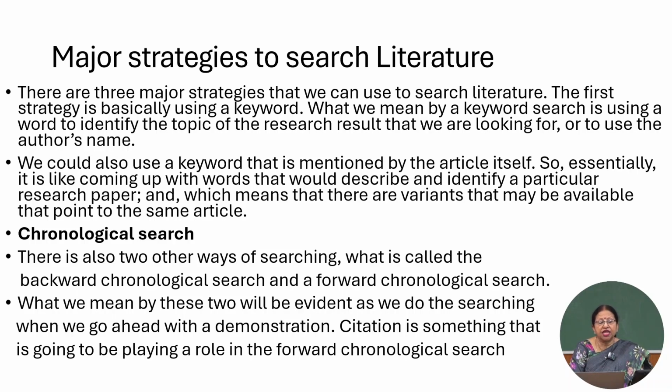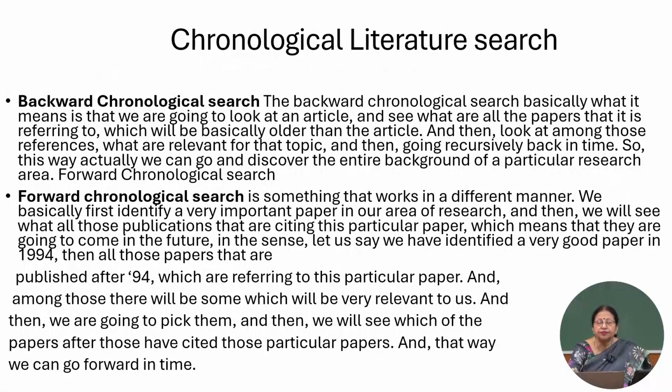Chronological search. There are two ways of searching: the backward chronological search and the forward chronological search. What we mean by these two will be evident as we do the searching when we go ahead with the demonstration. Citation is something that is going to play a role in the forward chronological search. Chronological literature survey, backward and forward. These are two different ways.